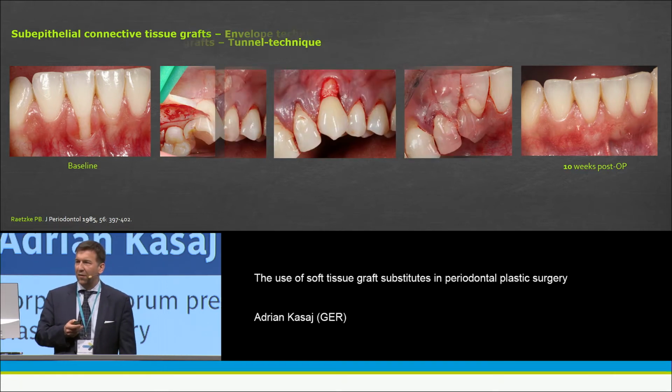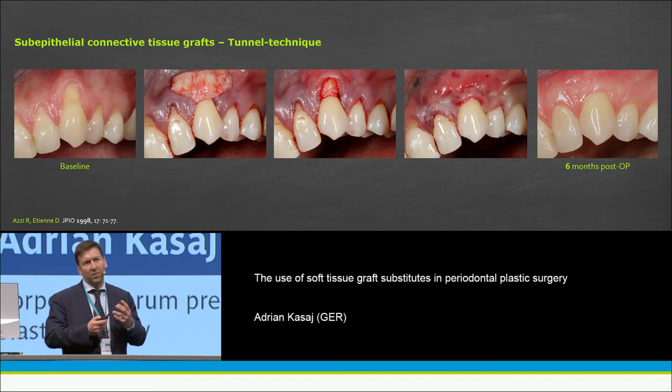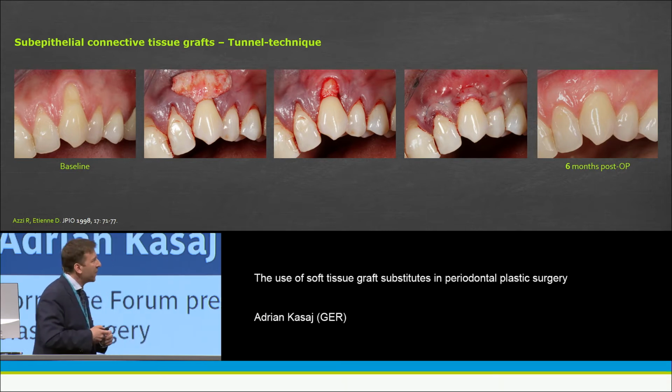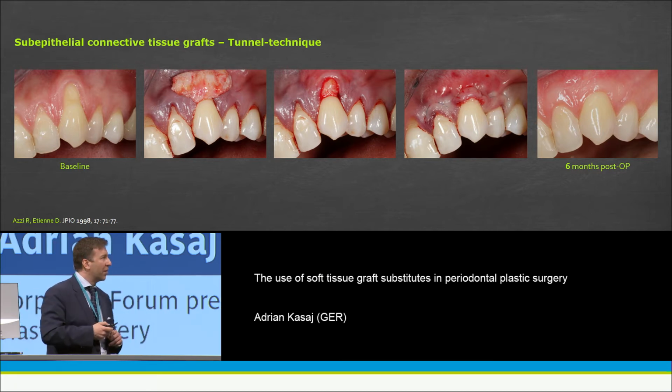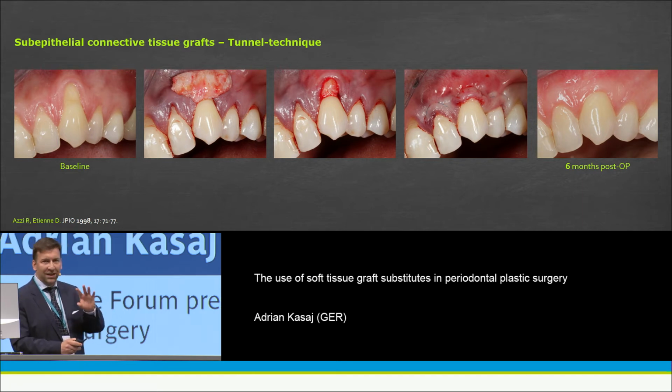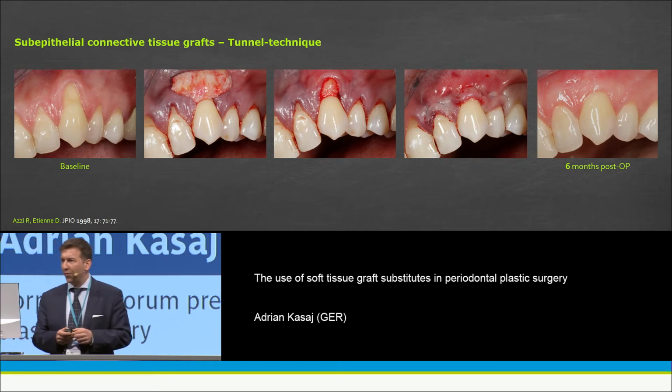Also from an aesthetic point of view it is satisfying. Based on these envelope techniques, the next step was the invention of the tunnel technique, which has now been modified a couple of times. You see here multiple recessions in the second quadrant. The whole area is tunneled, the CTG is grafted from the palatal side and inserted into the tunnel, and you see the clinical situation 6 months post-operative. Again, it's not only the coverage of the exposed root surface, it's also the thickening effect, and the aesthetic parameters are much better in comparison to the free gingival grafts.